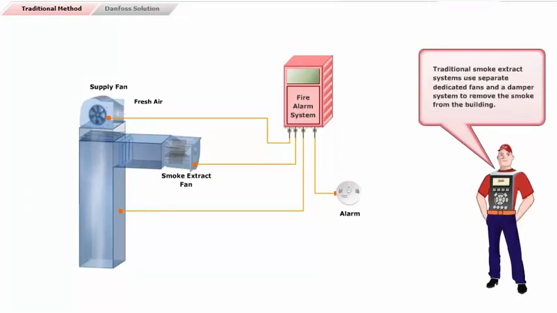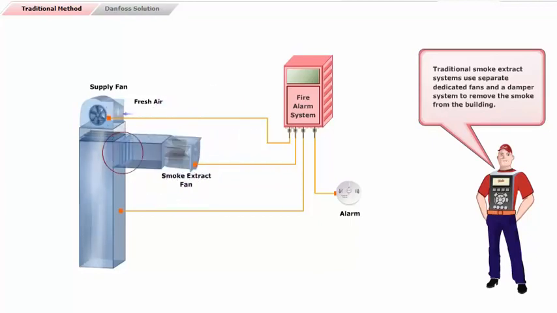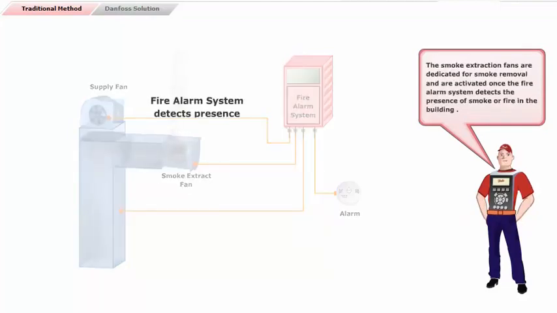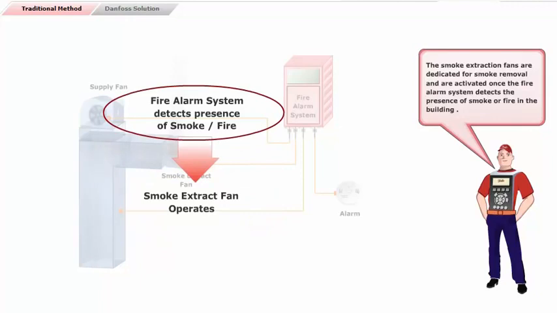Traditional smoke extract systems use separate dedicated fans and a damper system to remove the smoke from the building. The smoke extraction fans are dedicated for smoke removal and are activated once the fire alarm system detects the presence of smoke or fire in the building.